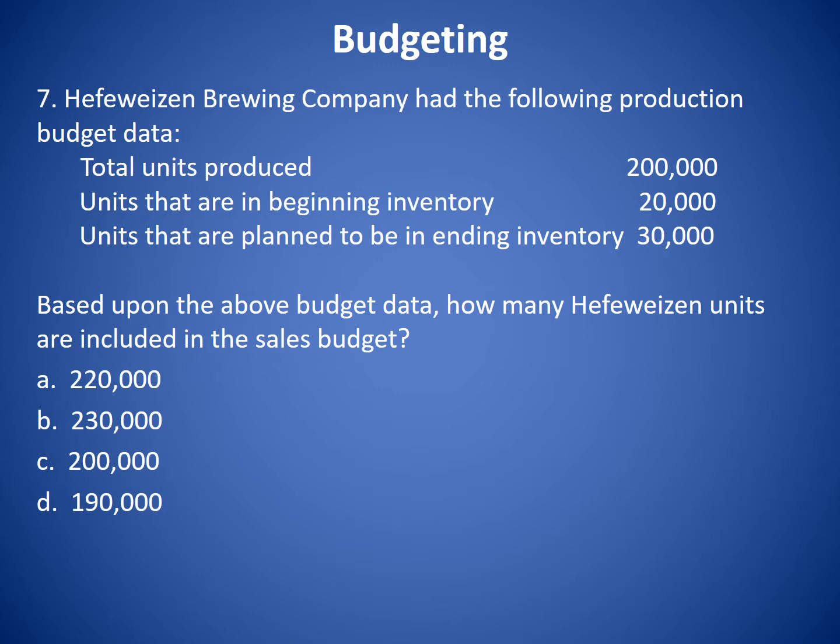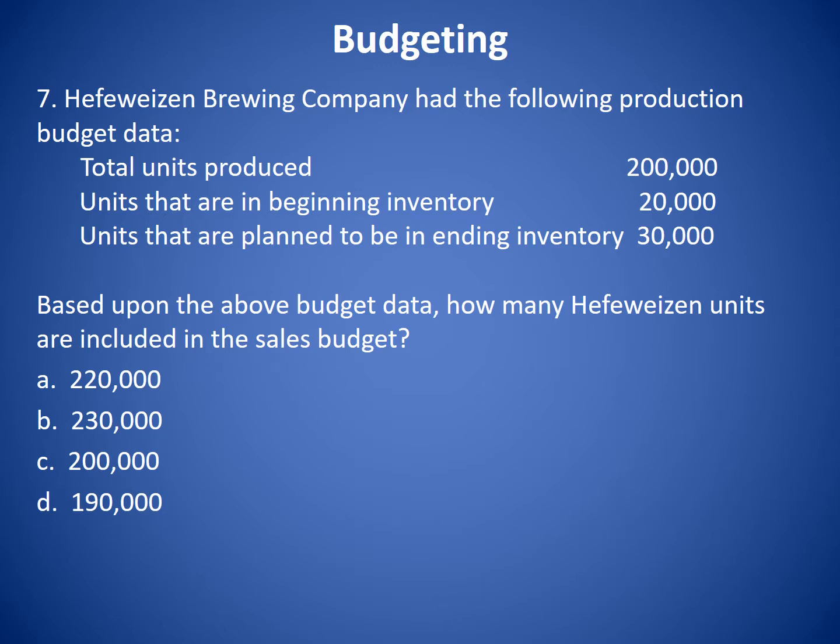Okay, now let's take a look at question number 7. Hefeweizen Brewing Company had the following budget data. The total units it produced was 200,000. Units that are in beginning inventory is 20,000. Units that are planned to be in inventory is 30,000.